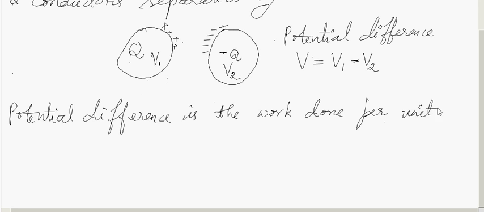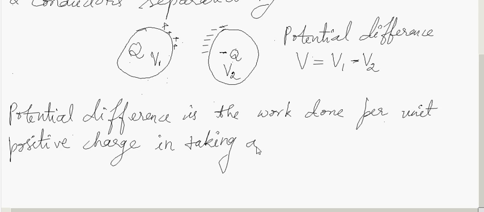Therefore, V will always be proportional to Q, and the ratio Q by V is a constant and it is known as C. C is Q by V. Here the constant C is called the capacitance of a capacitor.